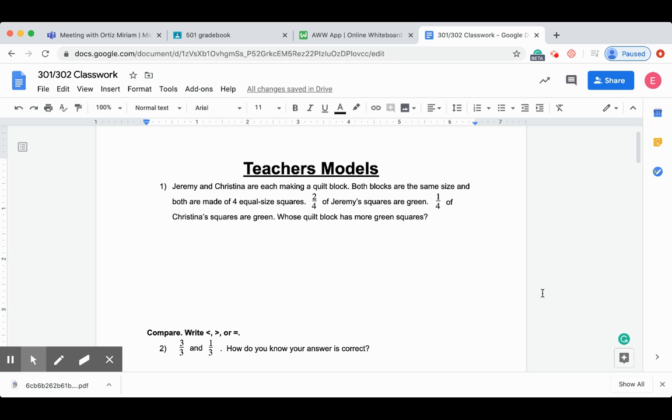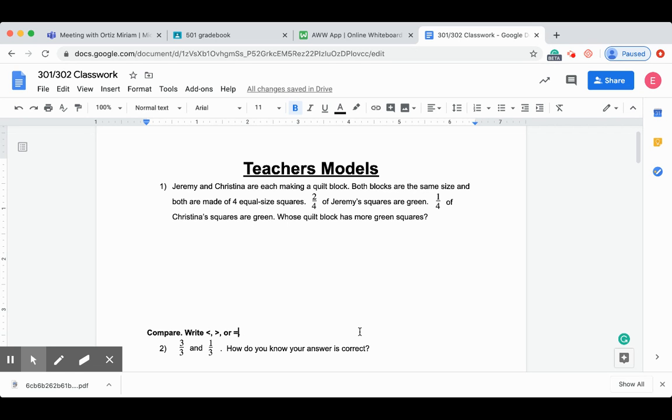Good morning, third grade. Today we're going to continue with fractions. You're going to be seeing problems that are going to ask you to compare fractions with the same denominator. And you're going to see, like example 1, some word problems, example 2, where you're going to have to use a less than, greater than, or equal symbol.